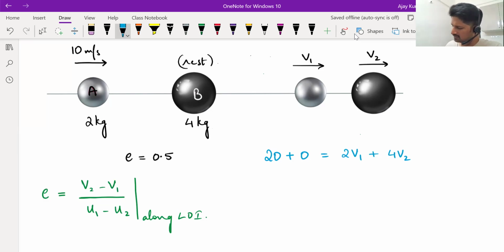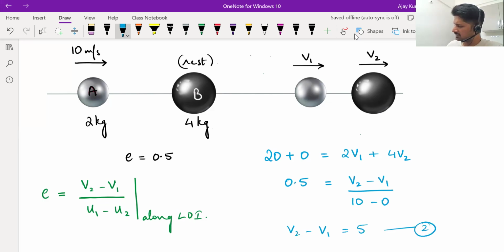Next is coefficient of restitution. You are told that coefficient of restitution is 0.5, which is equal to V2 minus V1 divided by U1 minus U2. U1 is 10, U2 is 0. That's all. So you get V2 minus V1 is equal to 10 into 0.5, which is 5. This is the second equation and this is the first equation. You solve both of them, you can calculate V1, V2 separately. Is this clear? Any confusion in this? Rishi? No, sir, understood.